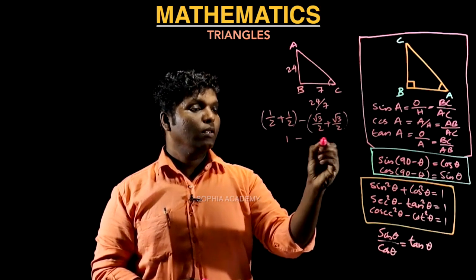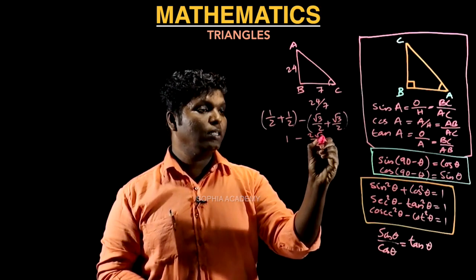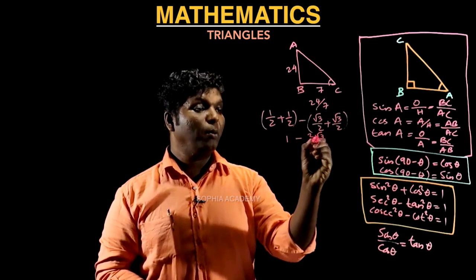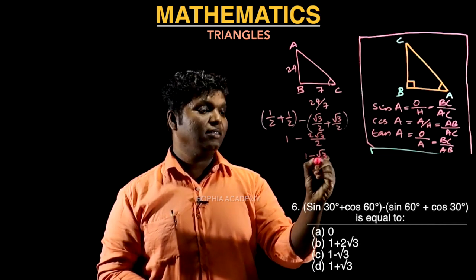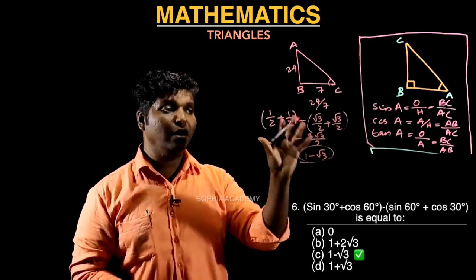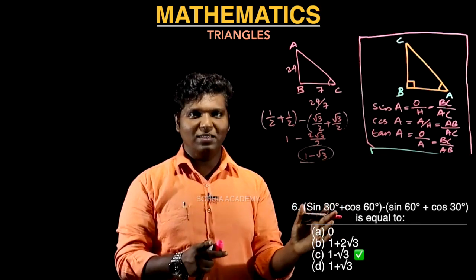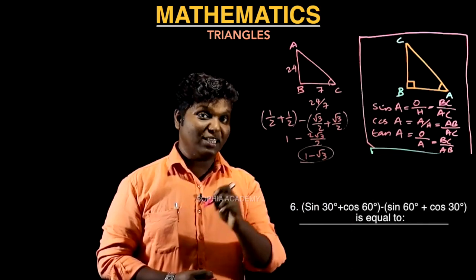2 and 2, they are common. Root 3 plus root 3 is 2 root 3. And 2 and 2 will cut. 1 minus root 3 is the answer. So you will choose that 1 minus root 3 is the answer. So like this, if you know the values, straightforward, put the values inside that one and you can solve that one. It's so easy. Going to the next question.